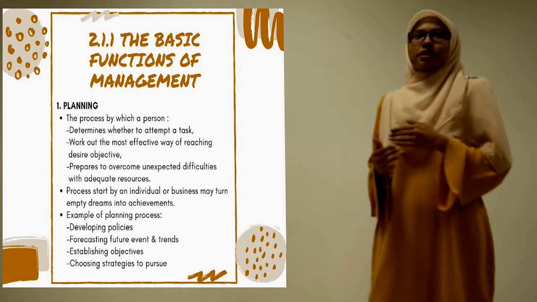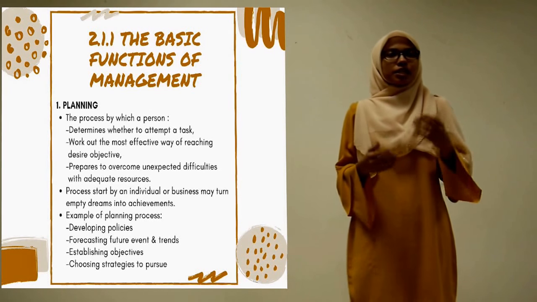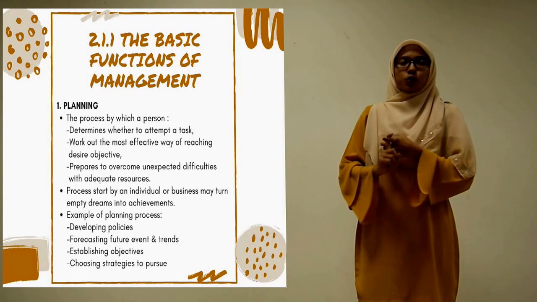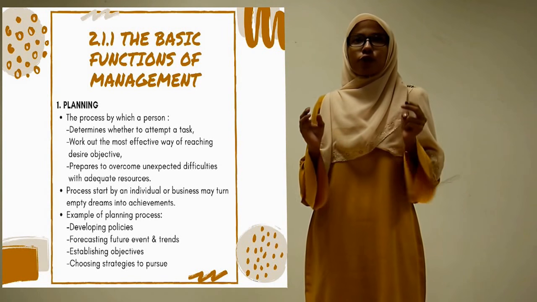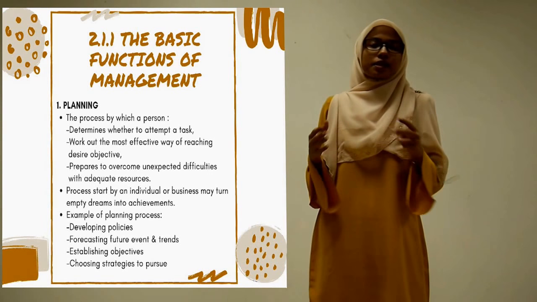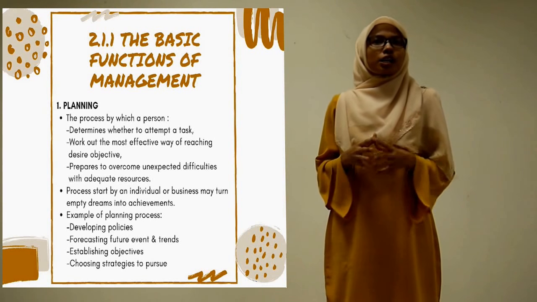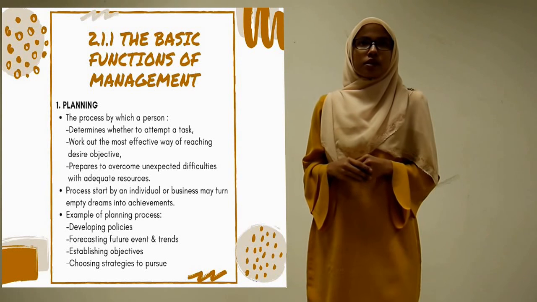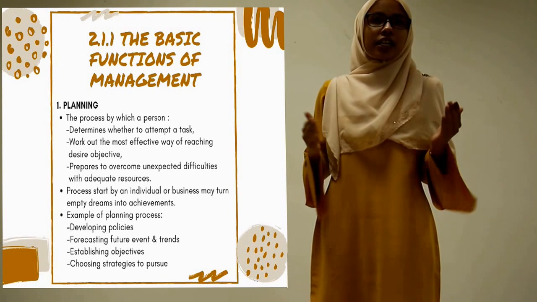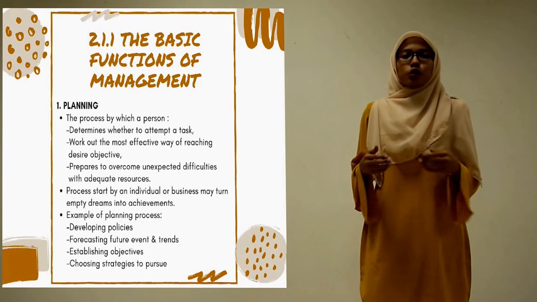In planning, there are 3 processes, which are: determine whether to attempt a task, work out the most effective way of reaching the desired objective, and prepare to overcome unexpected difficulties with adequate resources. The process starts when an individual or business may turn empty dreams into achievements.